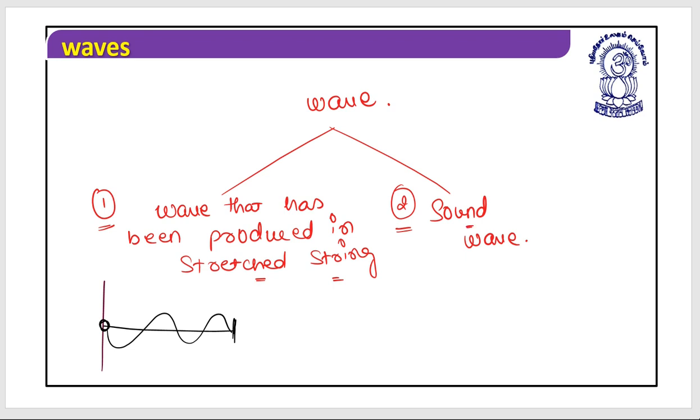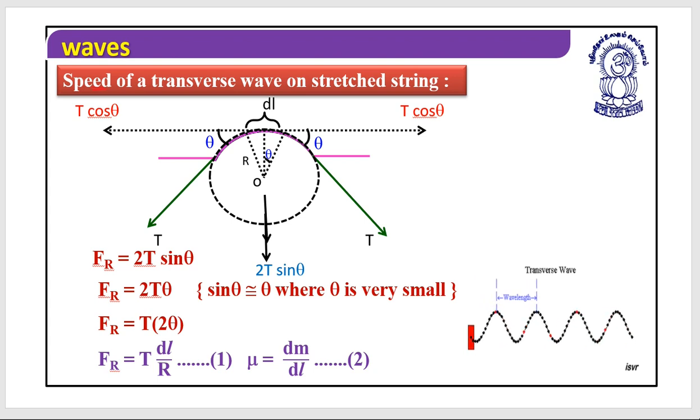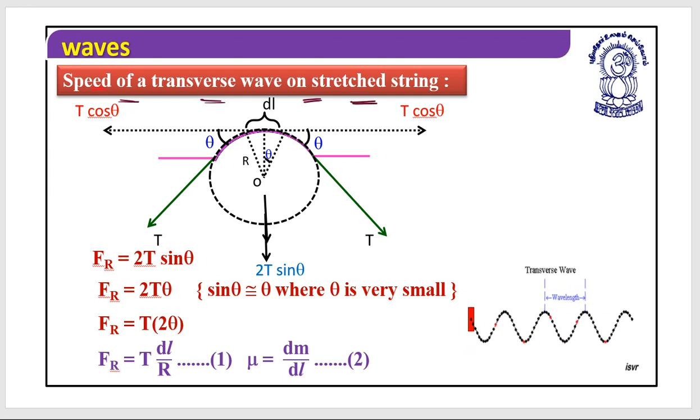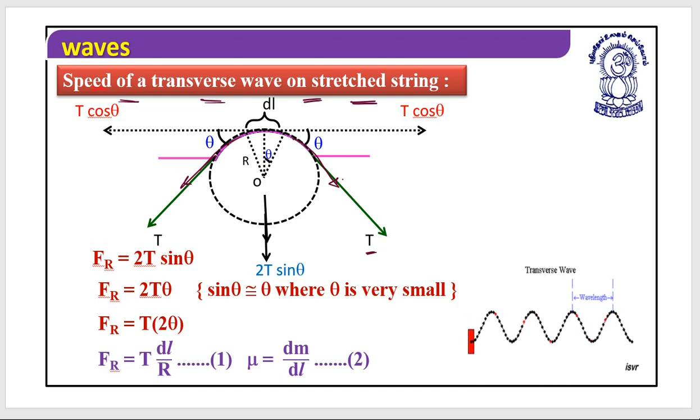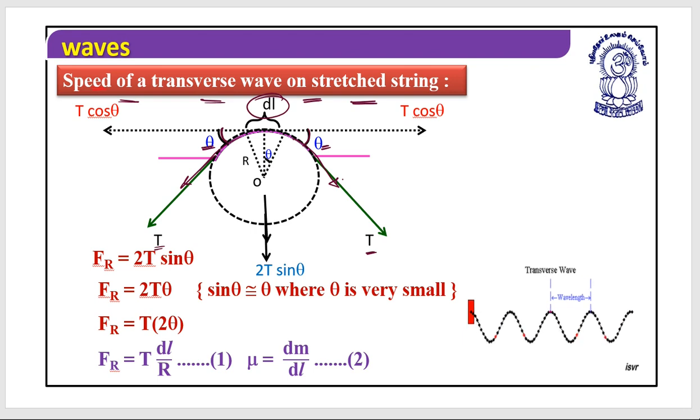So let's begin our discussion with the speed of a transverse wave on a stretched string. Let's suppose this is a certain segment of a string, and it has been stretched here, and when it is stretched, it has the tension force T. I can make this angle theta, and this would be sin theta. If I take a smaller segment, it is dl. So if this is T, this theta will give me T cos theta.